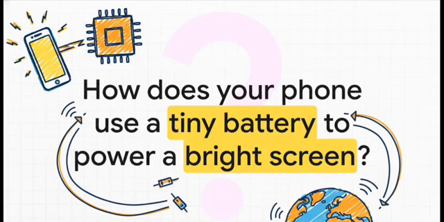Think about your phone. You've probably got it right near you. It's got this tiny little battery, right? But somehow, that little thing powers a super bright screen, a crazy powerful processor, and sends signals all over the world. How in the world is that possible? How can you control so much power so efficiently?